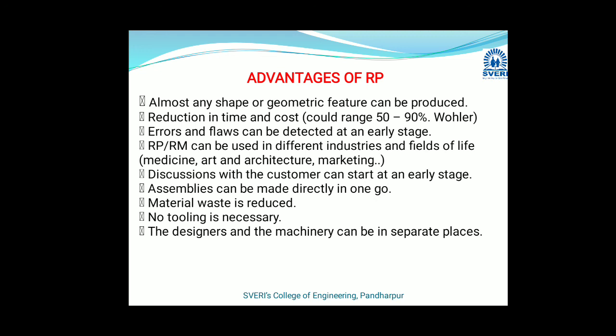Discussion with the customer can start at an early stage also. Assemblies can be made directly in one step only. Using rapid prototyping techniques, we use only one process for making any physical model. No different steps or different tooling are required for that particular physical model. Material wastage is also reduced, and no tooling procedure is required. The designers and machinery can be in separate places, with the machinery placed in a different place for manufacturing the part design. These are some advantages of rapid prototyping.